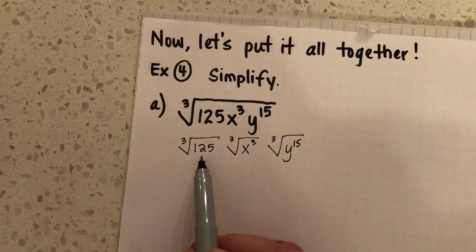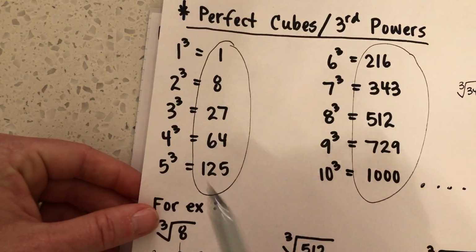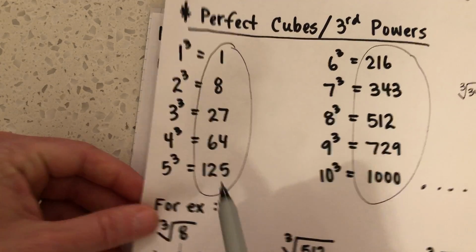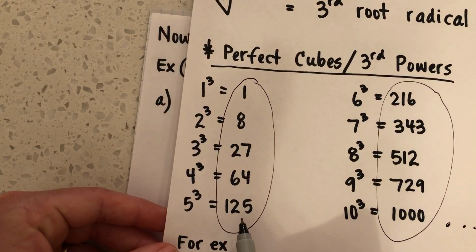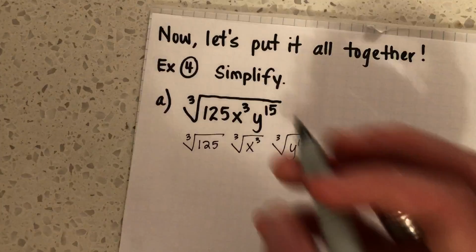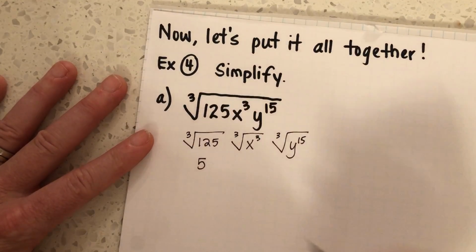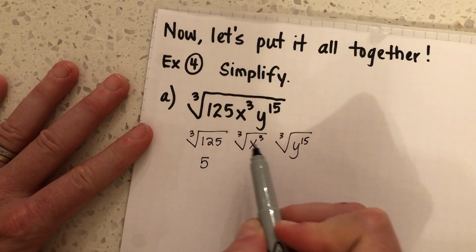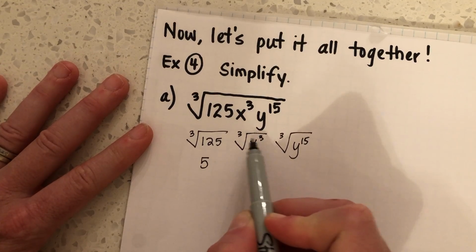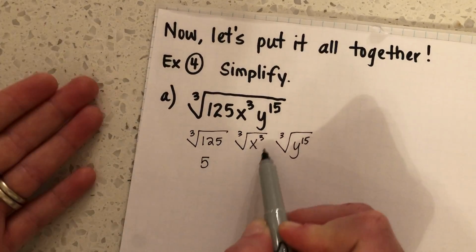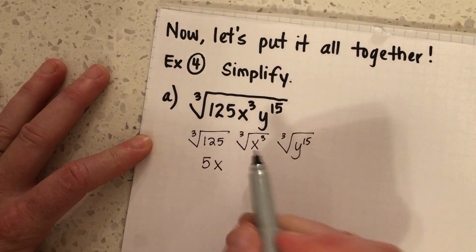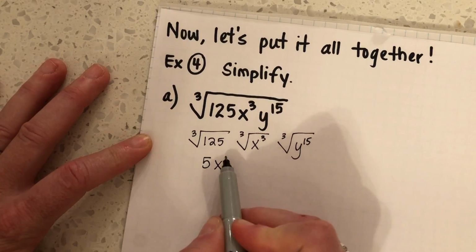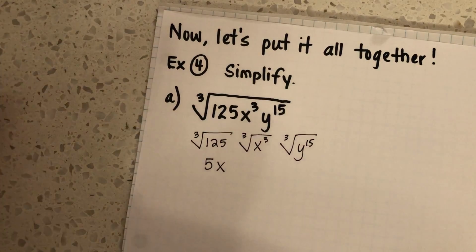Well, let's see. Can I take the third root of 125? Go to your list. Is 125 on this list? It is. That means it's good to go. You don't have to split it up or anything. The third root of 125 is 5. All right, the third root of x to the third, does 3 divide by 3? Yeah, so it's good to go. I don't have to split it up. This is going to be x to the 3 divided by 3 is 1. It's x to the first, it's x.